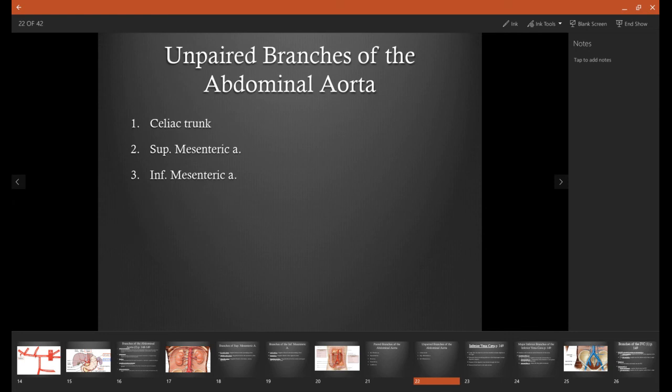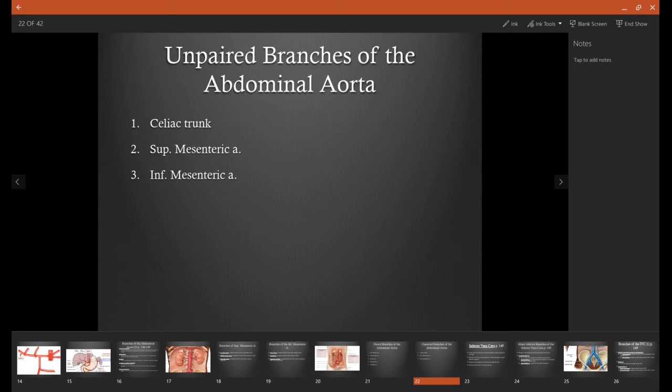Those are also paired branches that come off the abdominal aorta. Whereas the unpaired branches, so there's only one of them, first off, we had the celiac trunk. We also had the superior mesenteric artery. And then finally, we had the inferior mesenteric artery.